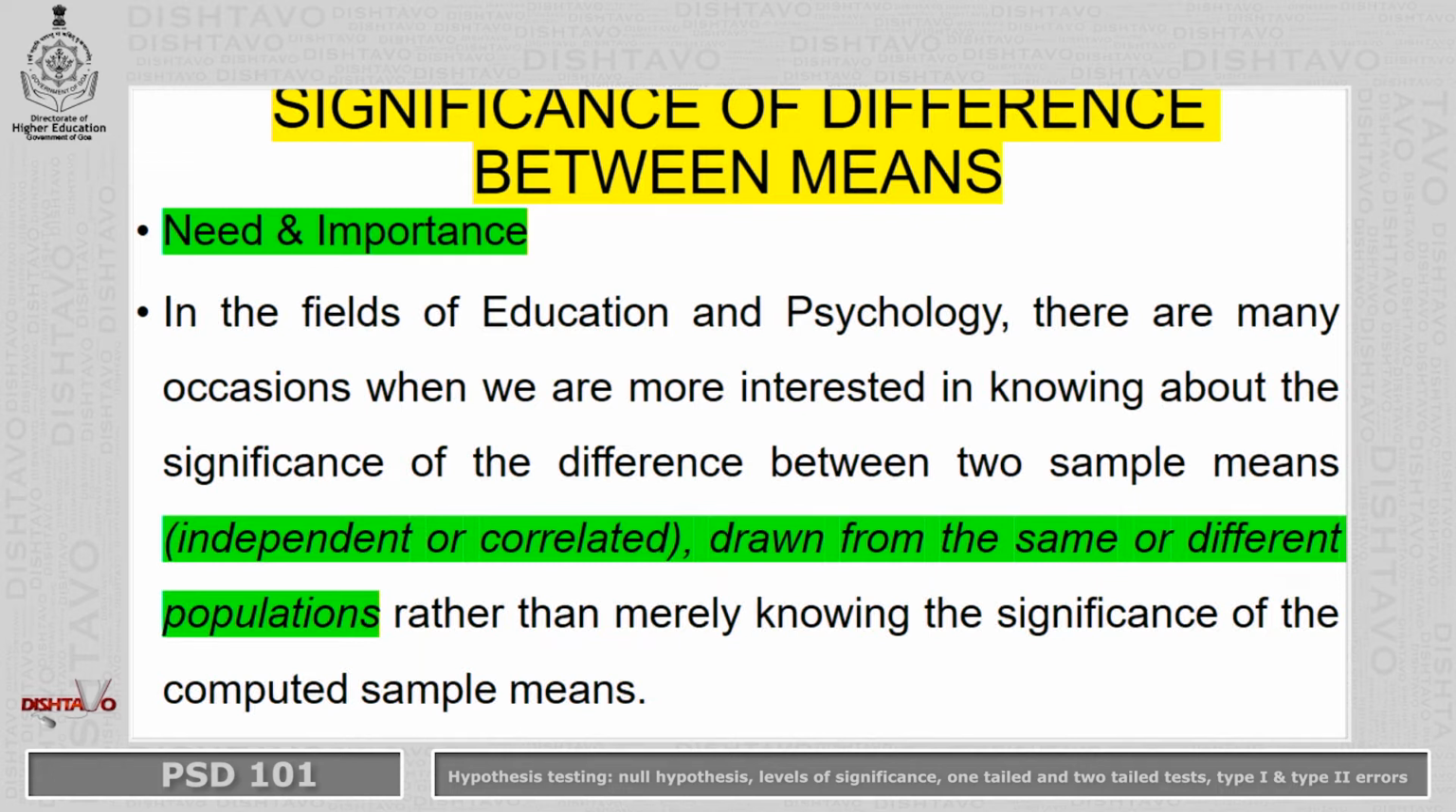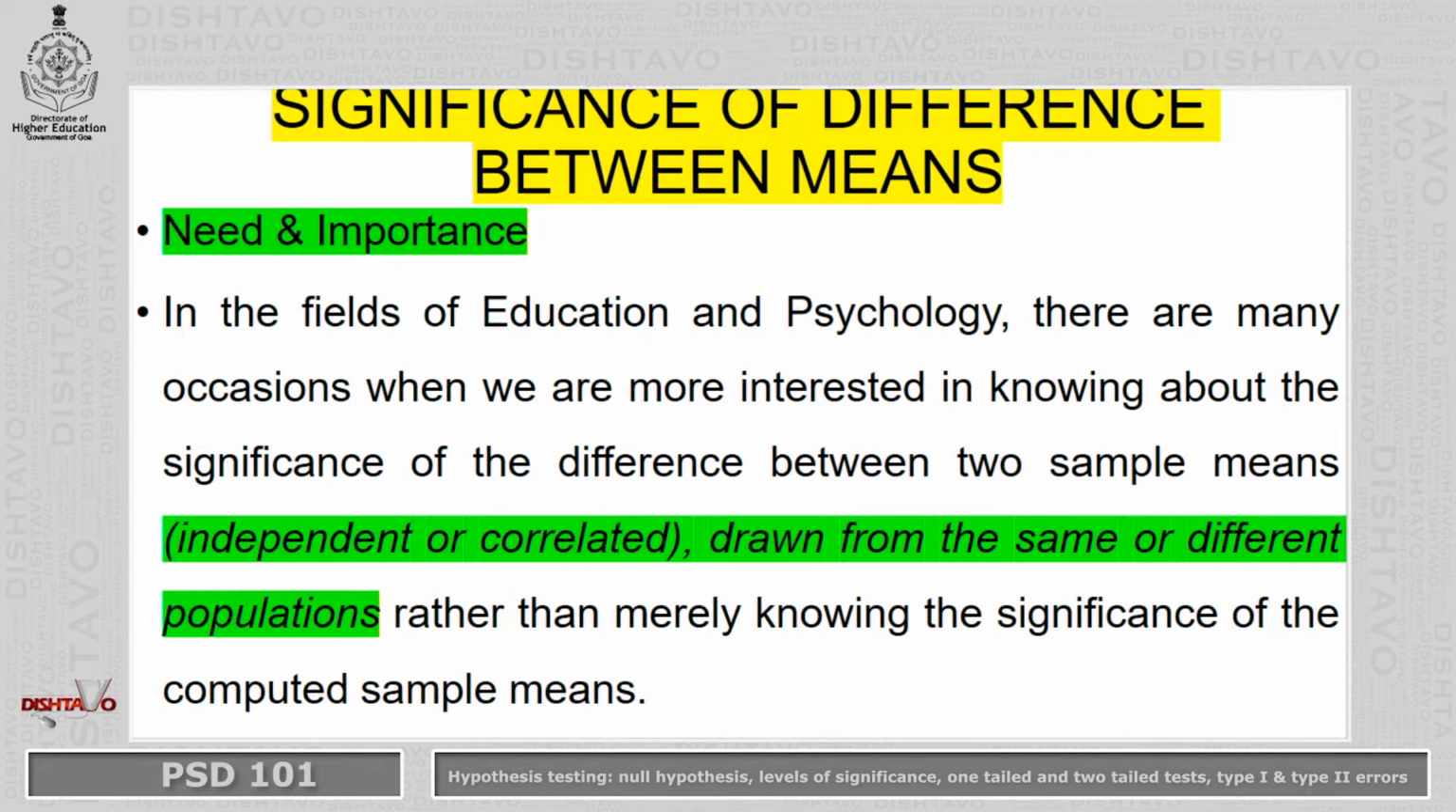Coming to the first subtopic, the significance of difference between means. We need to know the need and importance of the difference between means. In the fields of education and psychology, on several occasions, we want to know about the significance of difference between means. Now, the sample means could be independent or it could be a correlated sample.